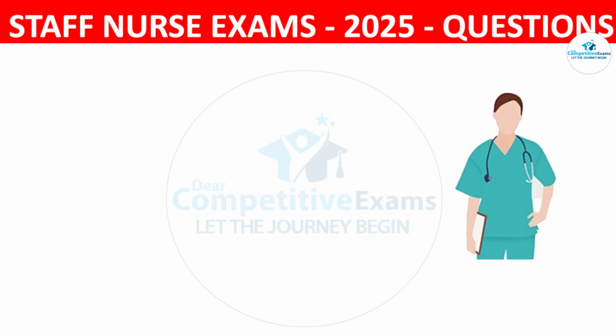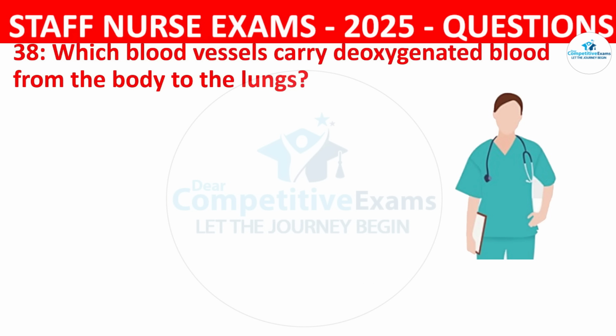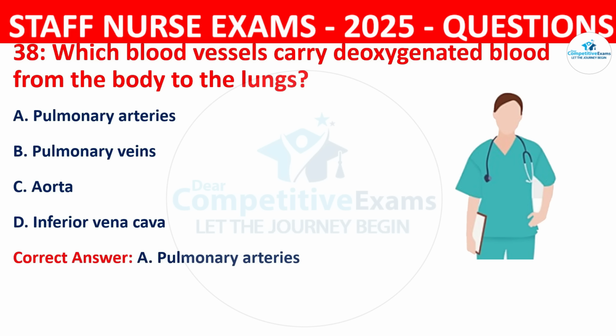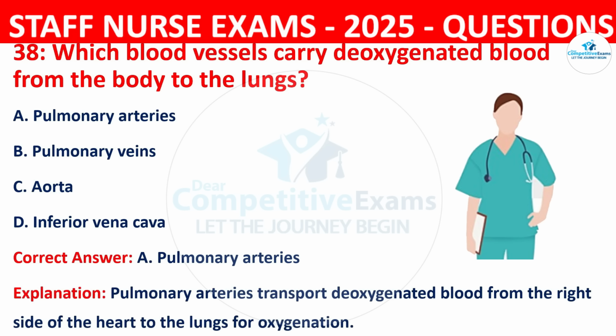Question number 38. Which blood vessels carry deoxygenated blood from the body to the lungs? Your options are pulmonary arteries, pulmonary veins, aorta, or inferior vena cava. The correct answer is A, that is pulmonary arteries. Pulmonary arteries transport deoxygenated blood from the right side of the heart to the lungs for oxygenation.